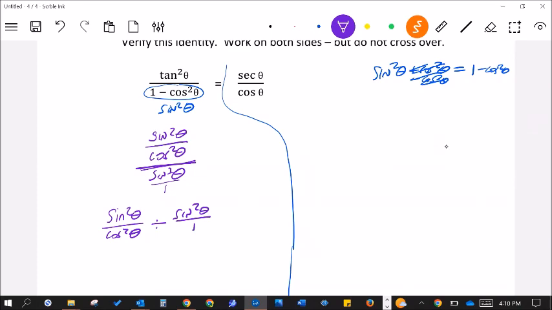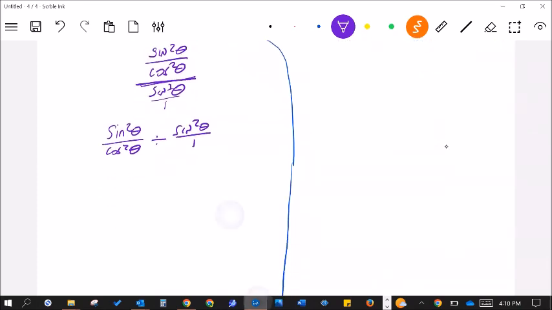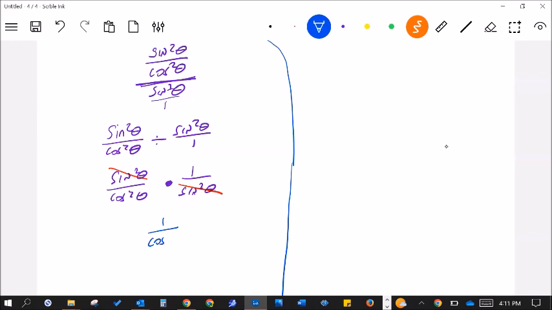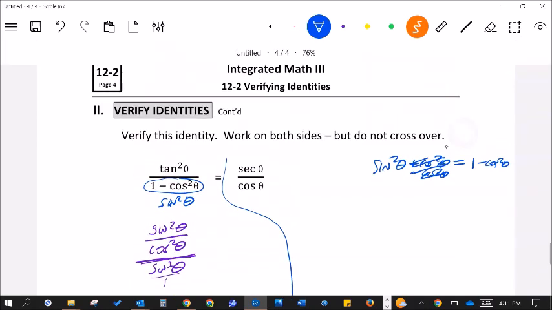Okay. So now that I have that, let's multiply by the reciprocal: sine squared theta over cosine squared theta times 1 over sine squared theta. And that allows us to cancel these out. So as a final, I have 1 over cosine squared theta. Doesn't look like too much to do that. I could call that 1 over cosine squared theta. If I wanted to, I could call that secant squared theta. Now, I don't know which one is best, because back up here, we need to work on this side because it says work on both sides.